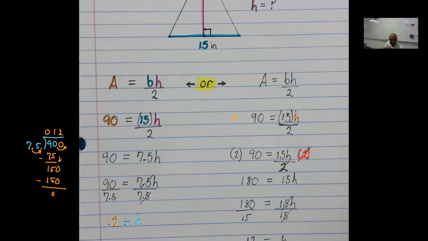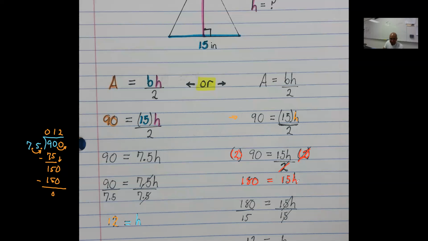So by doing that, these cancel out, but whatever I do to one side, I must do to the other side. So I'm going to multiply this other side by 2. So 90 times 2, that gives me 180. And we're left with 180 is equal to 15h. Notice how the 2 is now gone because I multiplied both sides by 2. Now it's just a simple equation.